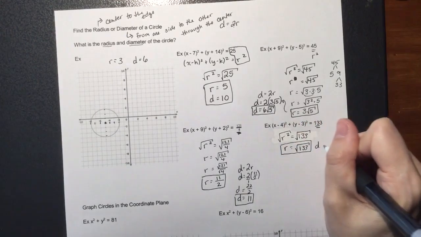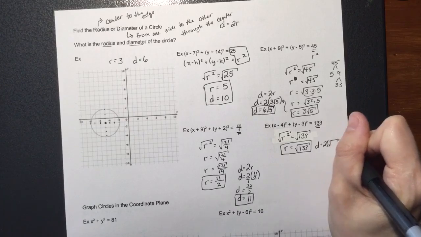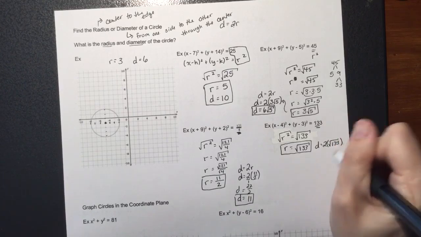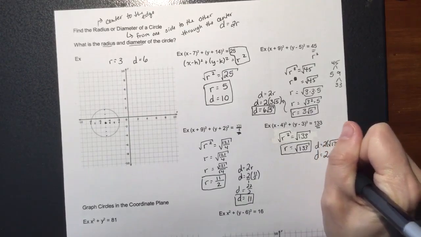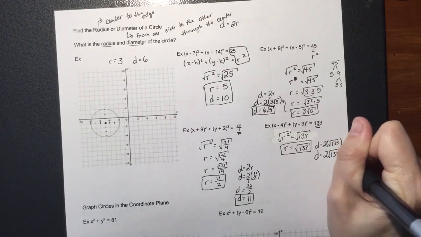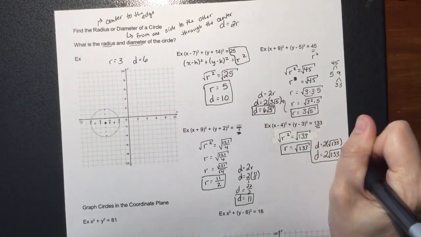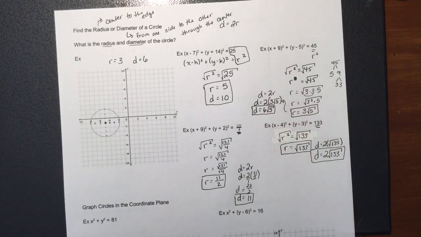To get the diameter, we do 2 times the radius. And there actually isn't any other way to simplify that one down either. So that's another possibility of what you could get for the answer. So there's just several different examples of how to find the radius and diameter of a circle.